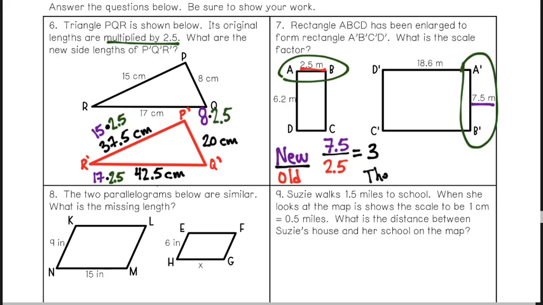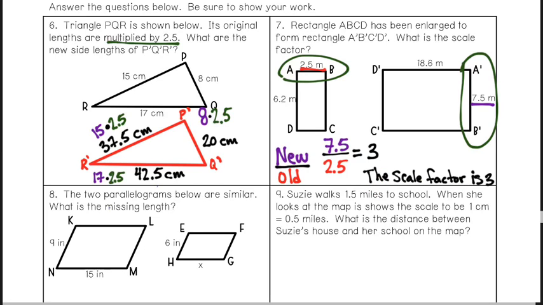So I do that. I divide it and I find out 3. So I could say the scale factor is 3, but I have to test this other number to make sure that that still says 3 to make sure that they are to scale. So if I divide 18.6 divided by 6.2, if I get 3, then that means the scale factor is 3.